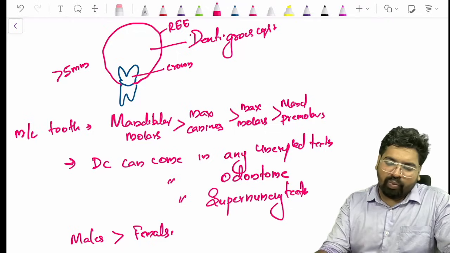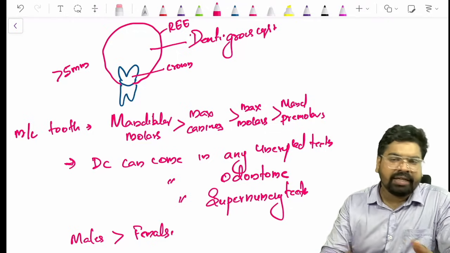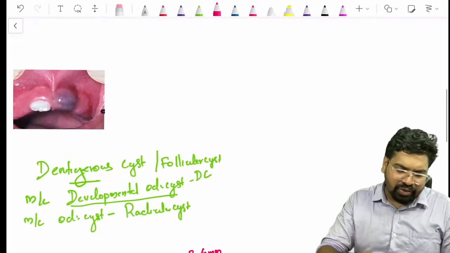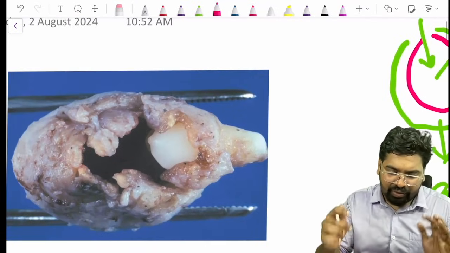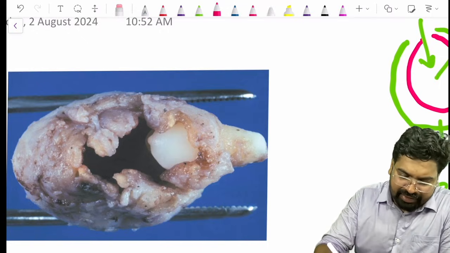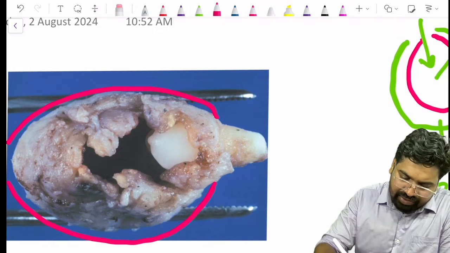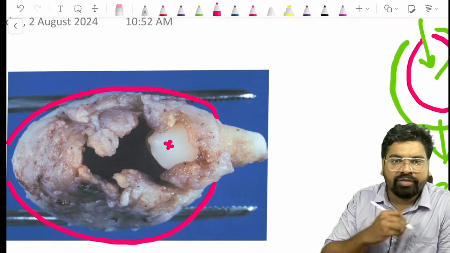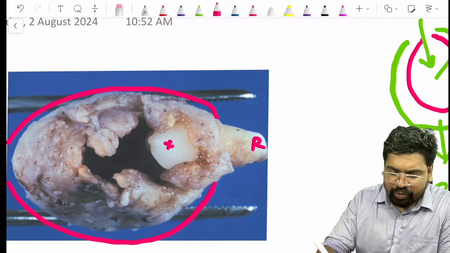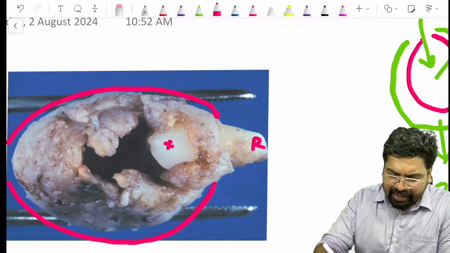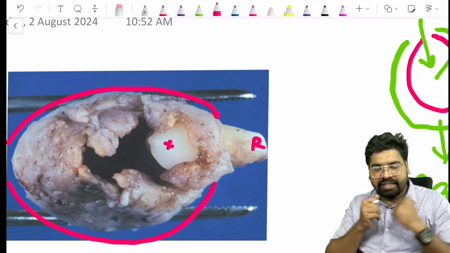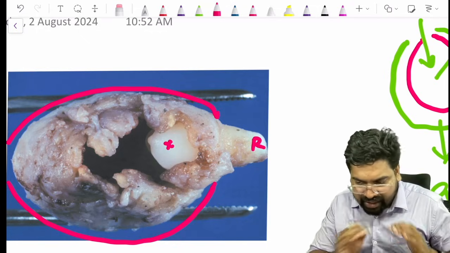Now what is next? How should we learn dentigerous cyst? Before that, I will show you the picture of a dentigerous cyst. See the cystic capsule. This is the cystic thing, and it is attached to the CEJ. You can see the crown of the tooth in this portion, this is the root of the tooth, and you can see that the capsule is attached to the CEJ portion. So that is one thing.